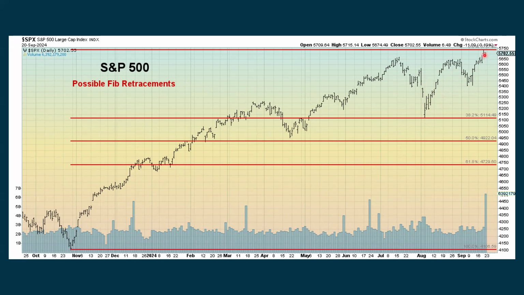Does that mean we put in a top, or are we going to be able to go back and set a new high after this? We don't know. It's just a pure speculative question right now.